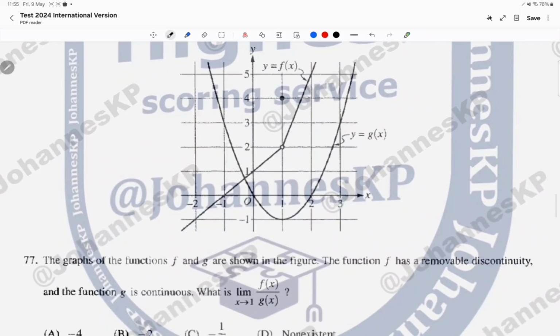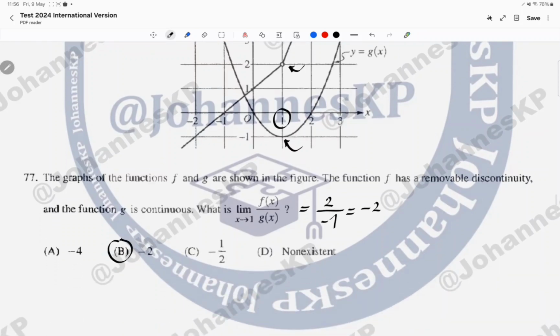77. They're asking us for the limit as x approaches 1 for f of x and g of x. When x approaches 1, how much is f of x? Would you choose the dot or the hole if they say limit? The hole. So it's 2, because it's on the line. And for g of x, when x is 1, how much is g? Negative 2, right? Was that hard? Not again.